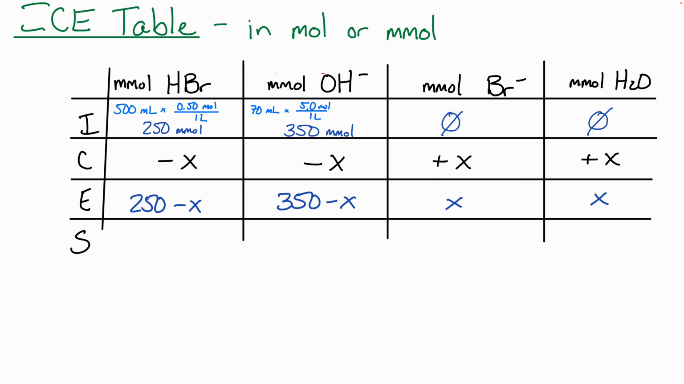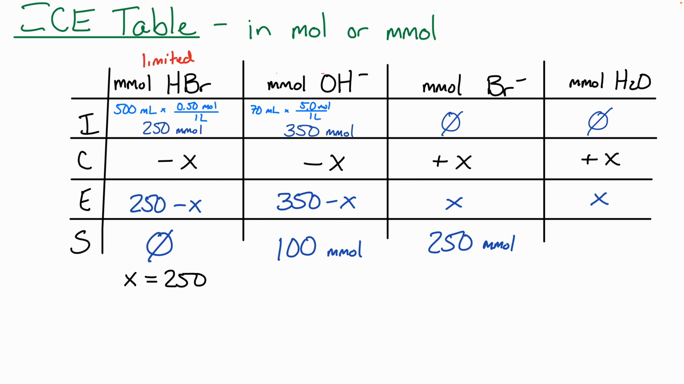So previously we had set that hydroxide box to 0. Are we going to do that again this time? No, why not? Because we're limited instead by that amount of strong acid. So that's what's going to be consumed. So that X value must be 250. So that means I'm left with an excess of that strong base, as well as 250 millimoles of bromide and 250 millimoles of water that we made.